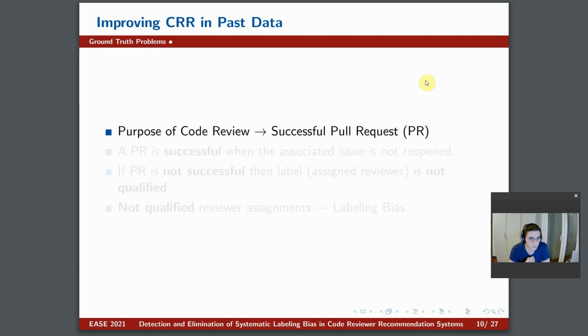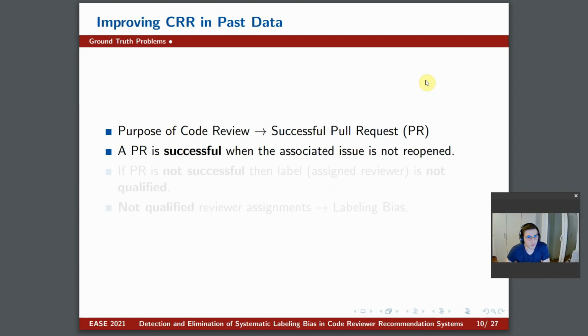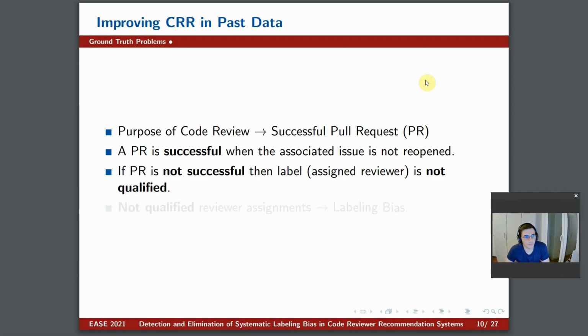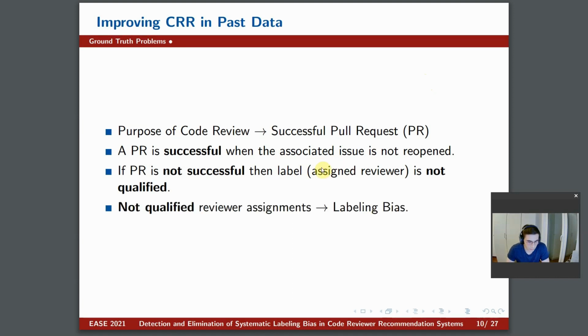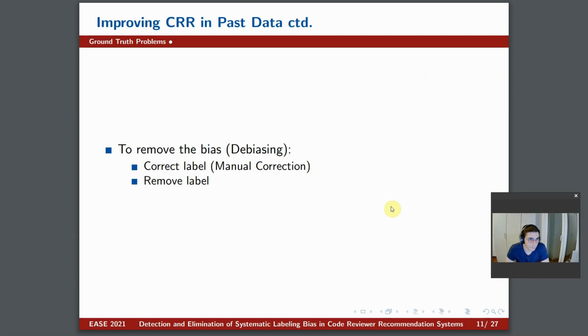We define the purpose of code review as a successful pull request, and a pull request is successful when the associated issue is not reopened. If the PR is not successful, then the label, in that case the assigned reviewer, is not qualified. And not qualified reviewer assignments lead to labeling bias, and in general systematic labeling bias. To remove this bias, there are several methods that can be applied. The first one is manual correction, correcting labels manually, and the second one is removing such labels.